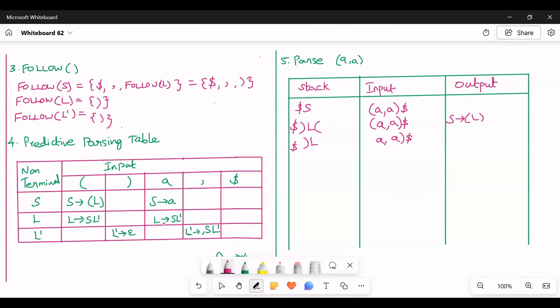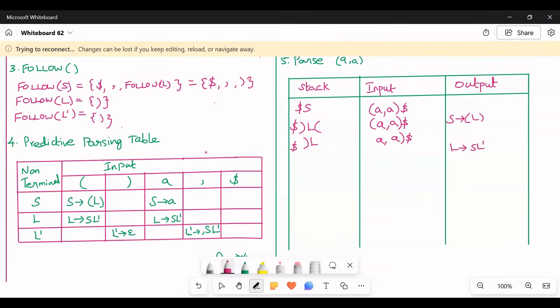L comma A is L tends to SL dash, so we need to write it in the output: L tends to SL dash. So here dollar right parenthesis, instead of L, remove L and write L dash and S, in reverse order. So L dash S. Here no change in input. Whenever we have a non-terminal on the top of the stack, no need to remove anything from the input. No change.